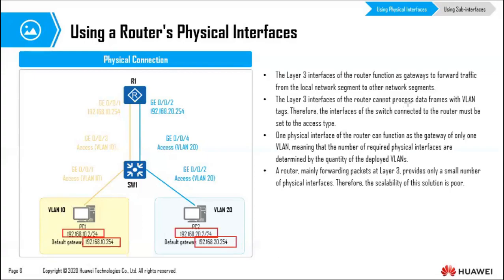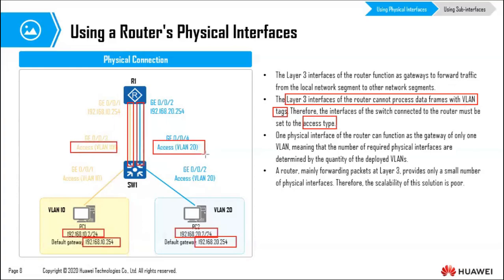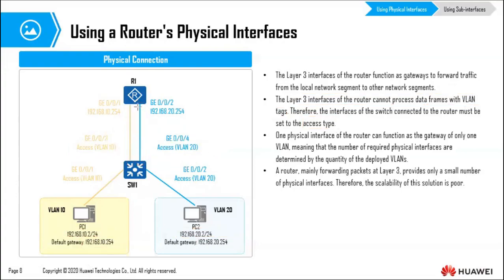Okay, so layer 3 interfaces of the router cannot process. This one is important. Layer 3 interfaces of the router cannot process data with VLAN tags. Therefore, the interfaces of the switch connected to the router must be set to what? So what that means is this link and that link, they have to be access links. How do you configure that? You configure this interface as an access interface and this one as an access interface. Port link type, access.